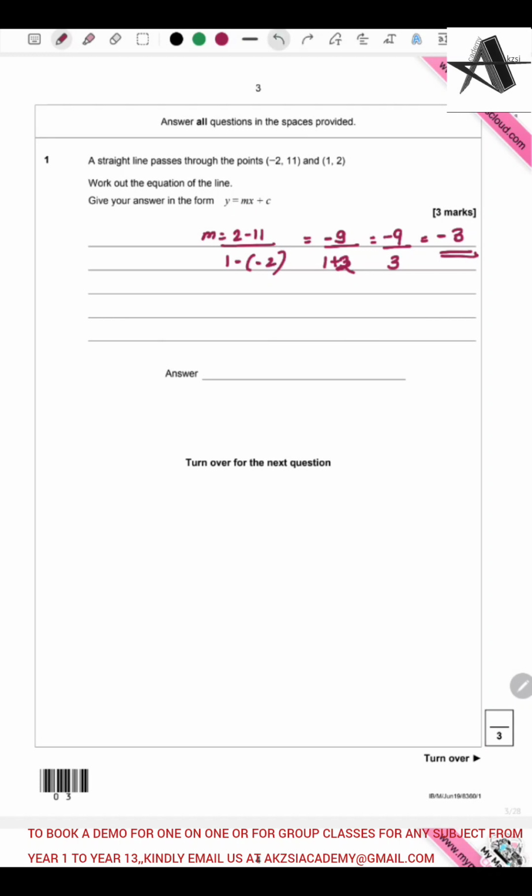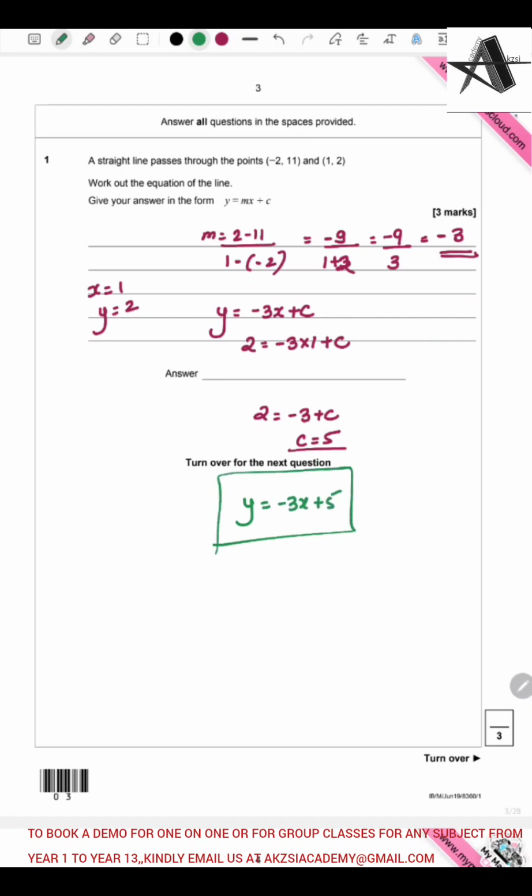Your gradient is minus 3. So put it here, you will get y equals negative 3x plus c. Now to calculate the value of c, you can put in either of the points. Just put any point, 1 comma 2. So put x equals 1 and y equals 2. It will be minus 3 into 1 plus c, and y equals 2. So 2 equals negative 3 plus c, and c is finally 5. So y equals mx plus c is y equals negative 3x plus 5. This is our final equation of the straight line.